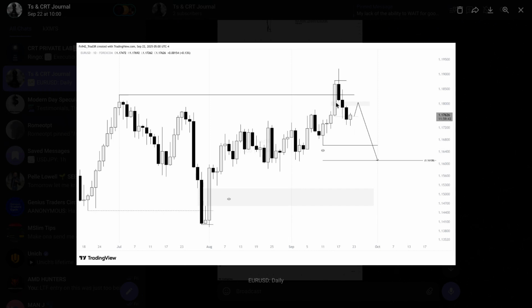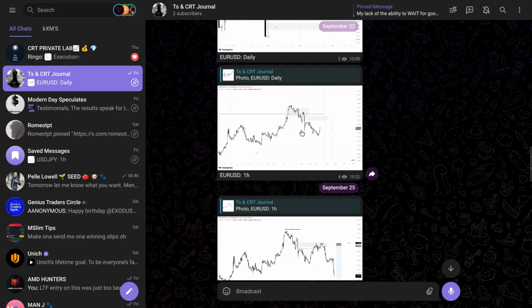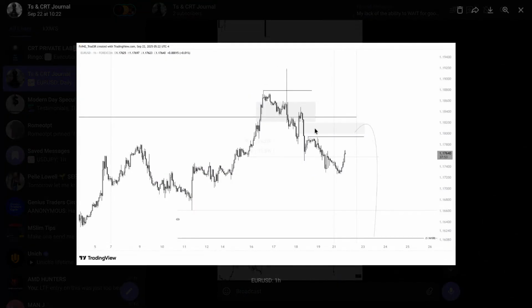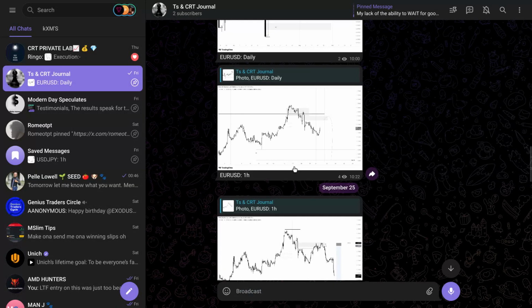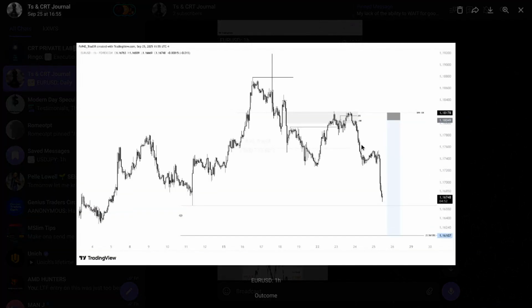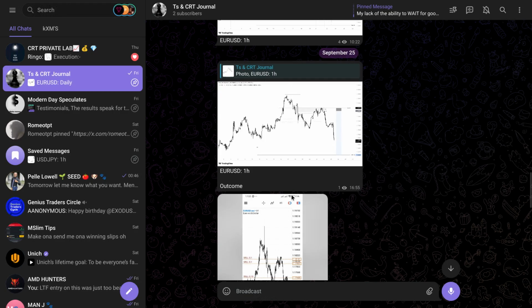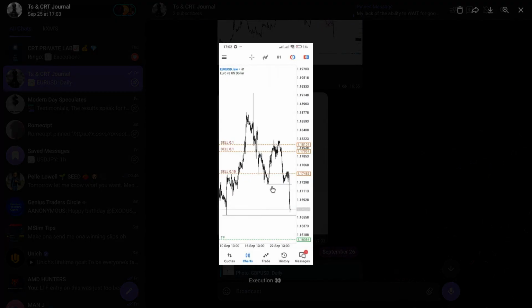You can see how I marked out a balanced price range, and I was looking for price to come there before I would do anything, and this was my target. You can see the eye there. Then on the hourly, you can see I was looking at this balanced price range on the hourly for price to come back into there and drop, and this was the outcome and how price delivered to those targets I was looking for. And also here is the execution, and you can see how price delivered beautifully. Like, the delivery was clean and beautiful.